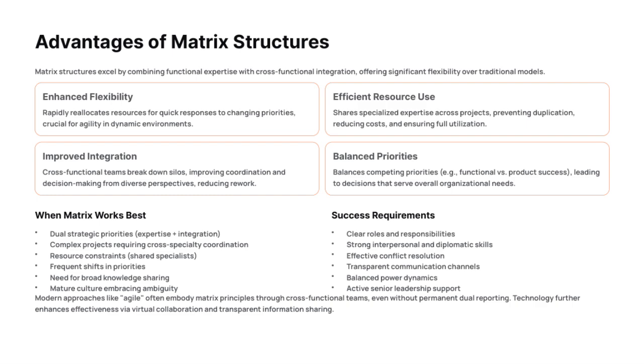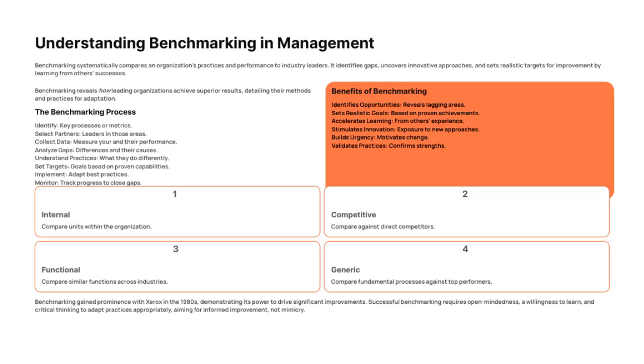agile in dynamic environments. Ultimately, matrix structures excel because they combine functional expertise with cross-functional integration, offering a level of flexibility that traditional models often can't match. This approach enables organizations to be more responsive, collaborative, and effective in achieving their goals.